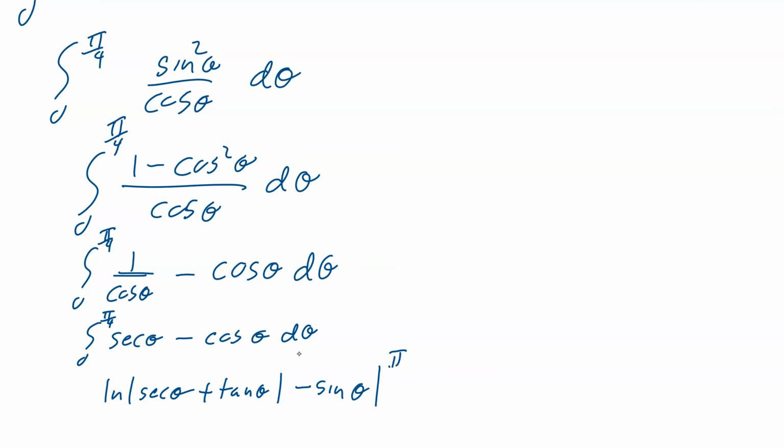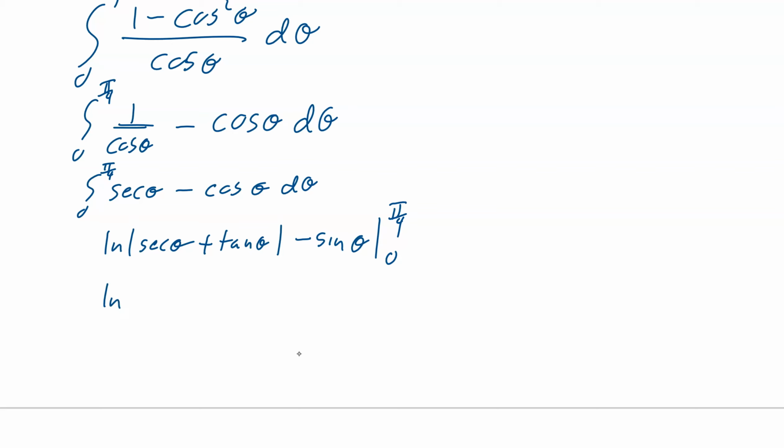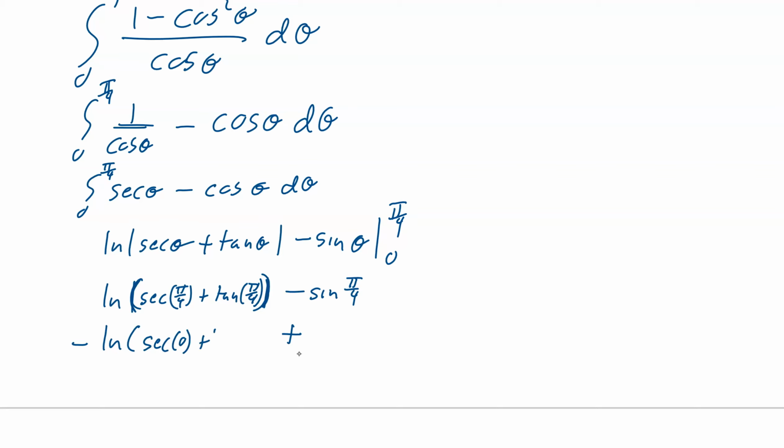So now we go from 0 to pi over 4, and we're going to plug those in. The first one would be natural log of secant pi over 4 plus tangent pi over 4. Those are both in the first quadrant, so we can change this to parentheses. Then minus sine pi over 4. And then the next one is minus, so it's going to be minus, plus, and we plug in 0: ln of secant 0 plus tangent 0, plus sine 0.